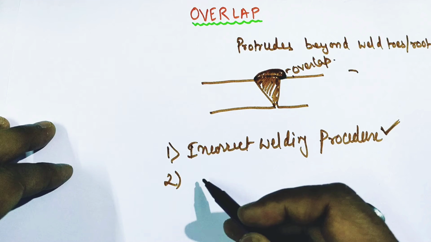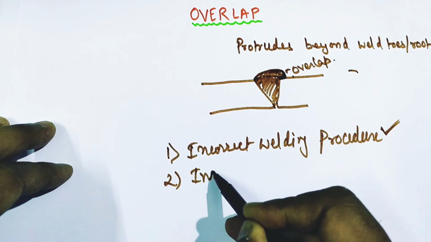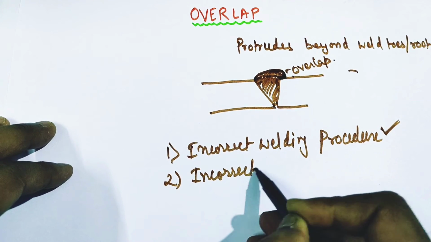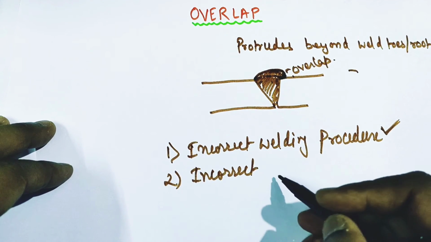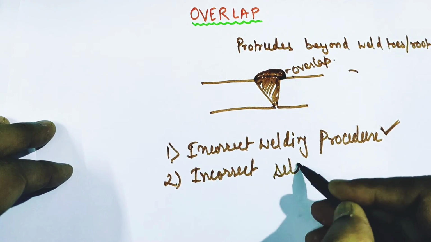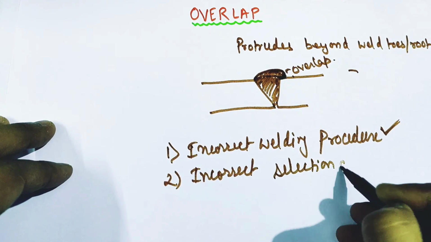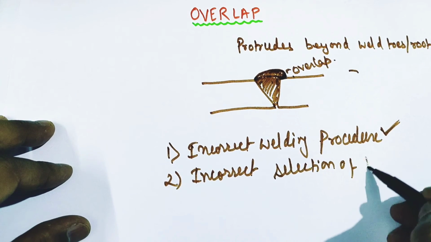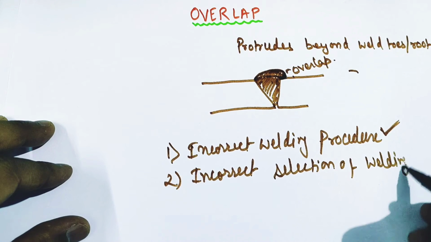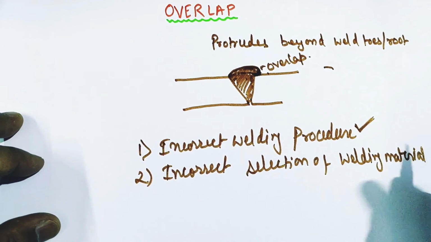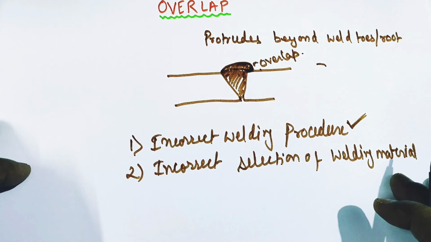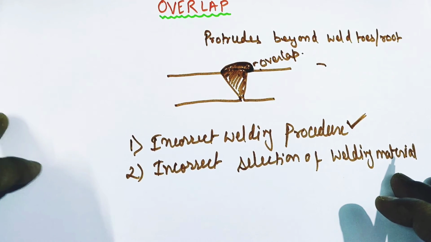Then the second cause is incorrect or inappropriate selection of welding materials. So the welding material which we are using must be appropriate as per our procedure.